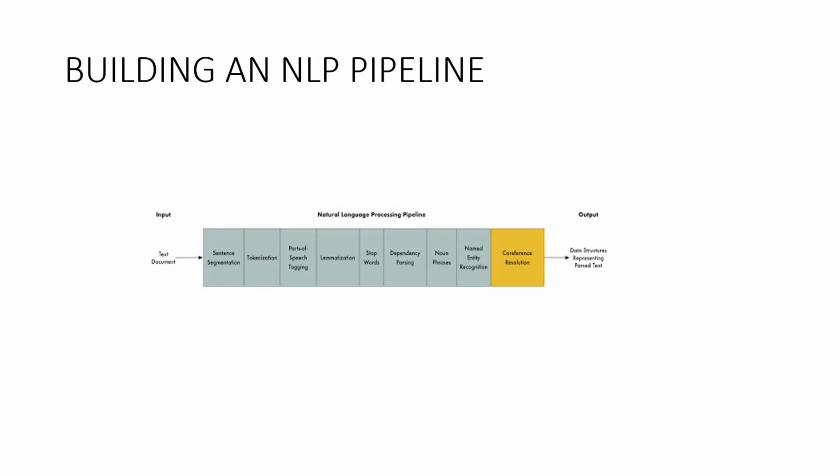In English, there are a lot of words that appear very frequently, like is, and, the, and a. NLP pipelines will flag these words as stop words. Stop words might be filtered out before doing any statistical analysis. The next step is dependency parsing. Dependency parsing is used to find how all the words in the sentence are related to each other.